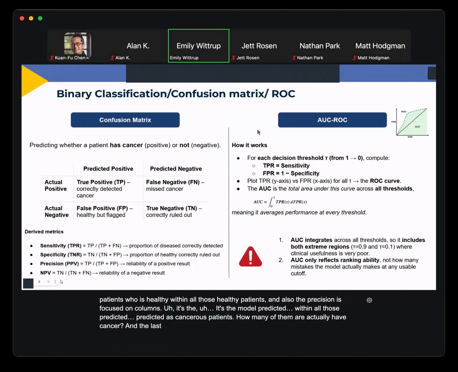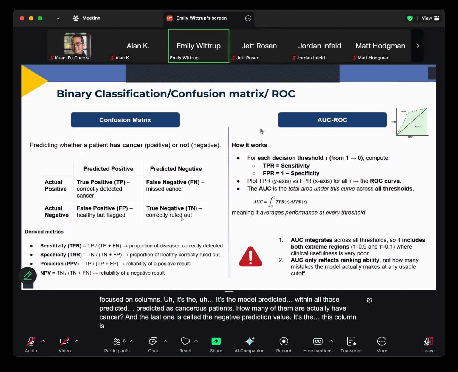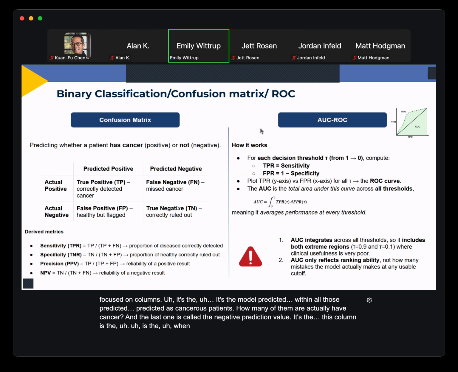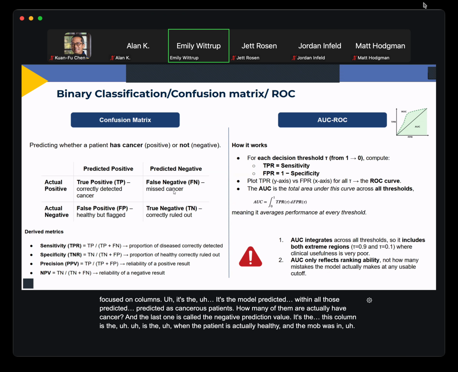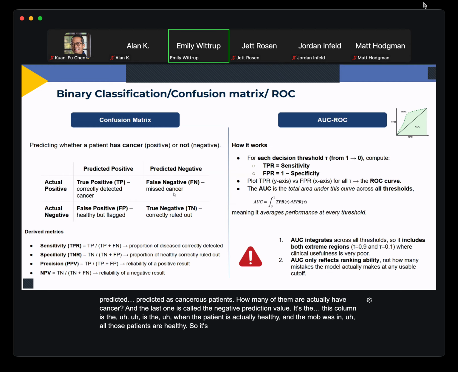And the last one is called the negative predictive value. This column is when the patient is actually healthy, within all those patients predicted as healthy. So it's really confusing. Confusion rates.